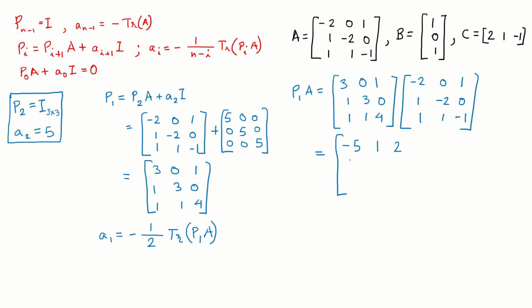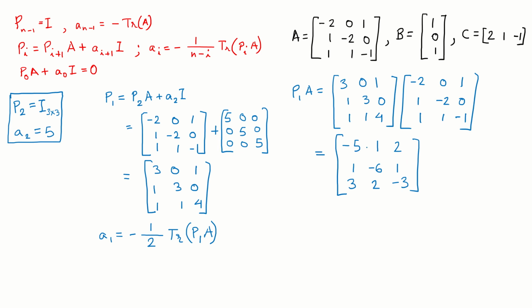Here minus 2 plus 3, which is 1. Then you will get minus 6. Next one you will get 1. Next you will get minus 2 plus 1 plus 4. Minus 2 plus 1 is minus 1, plus 4 is 3. Next you will get minus 2 plus 4, which is 2. Next you will get 1 minus 4, which is minus 3.